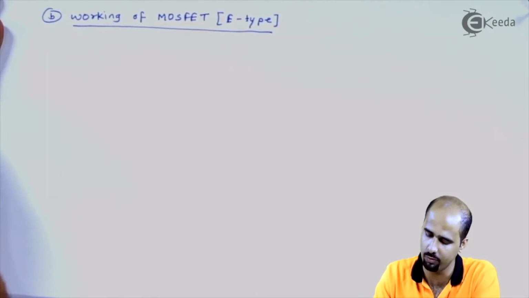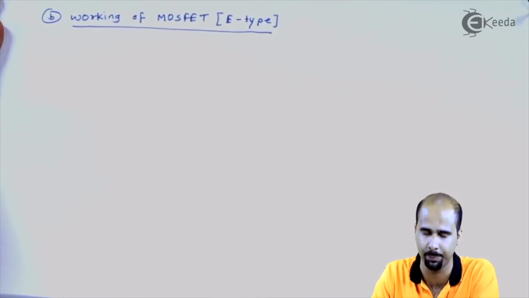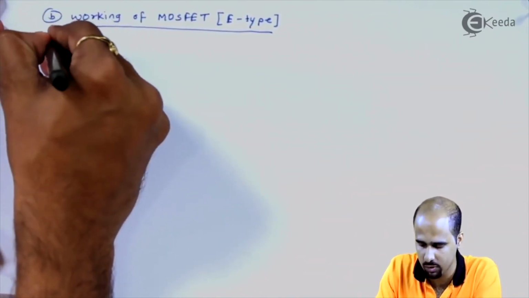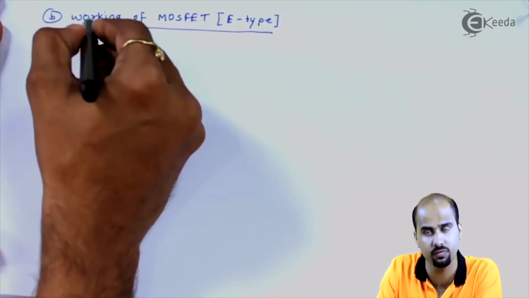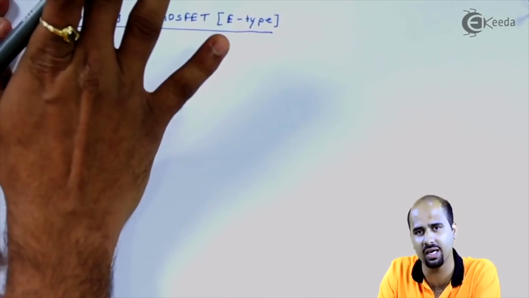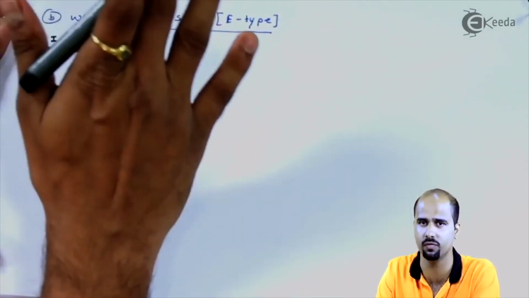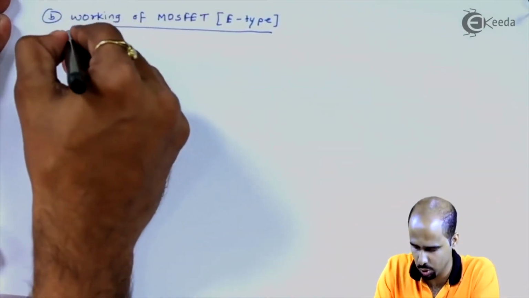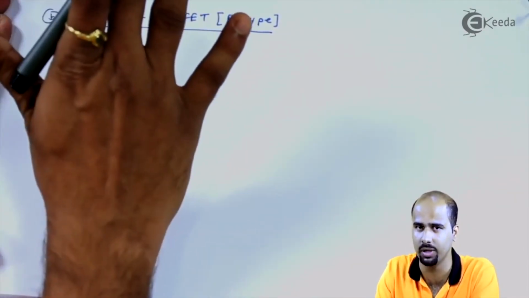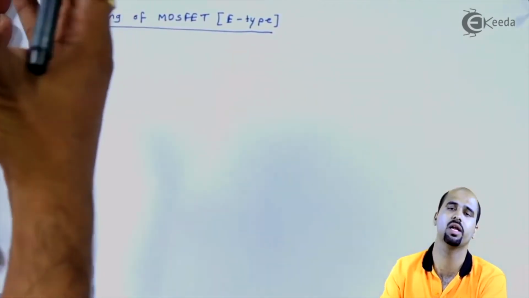Okay, so we will do the working of MOSFET along with the characteristics of MOSFET. This working we will divide into two parts. One is we will keep the value of VDS constant and we will change the value of VGS. Considering that the channel is already formed, now my operation will start.